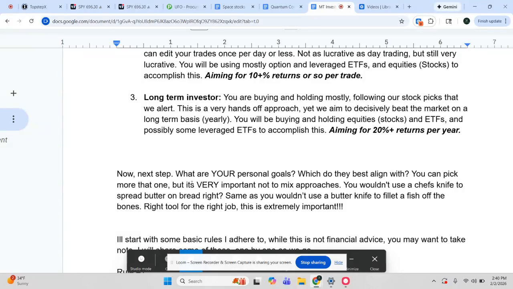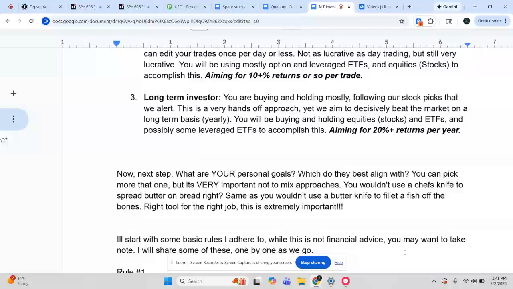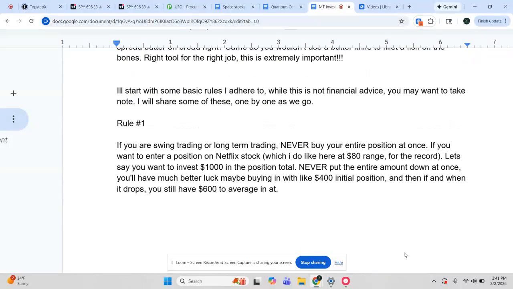Now, the next step, this is very important. What are your personal goals? Which do they best align with? You're not going to use a chef's knife to spread butter on bread. I mean, I kind of do that sometimes, but the right tool for the right job, right? You're not going to use a butter knife to fillet a fish off the bones. So right tool for the right job. You're not going to use a day trading approach for swing trading or long term, and vice versa. And we will end the video here after I give you guys rule number one.